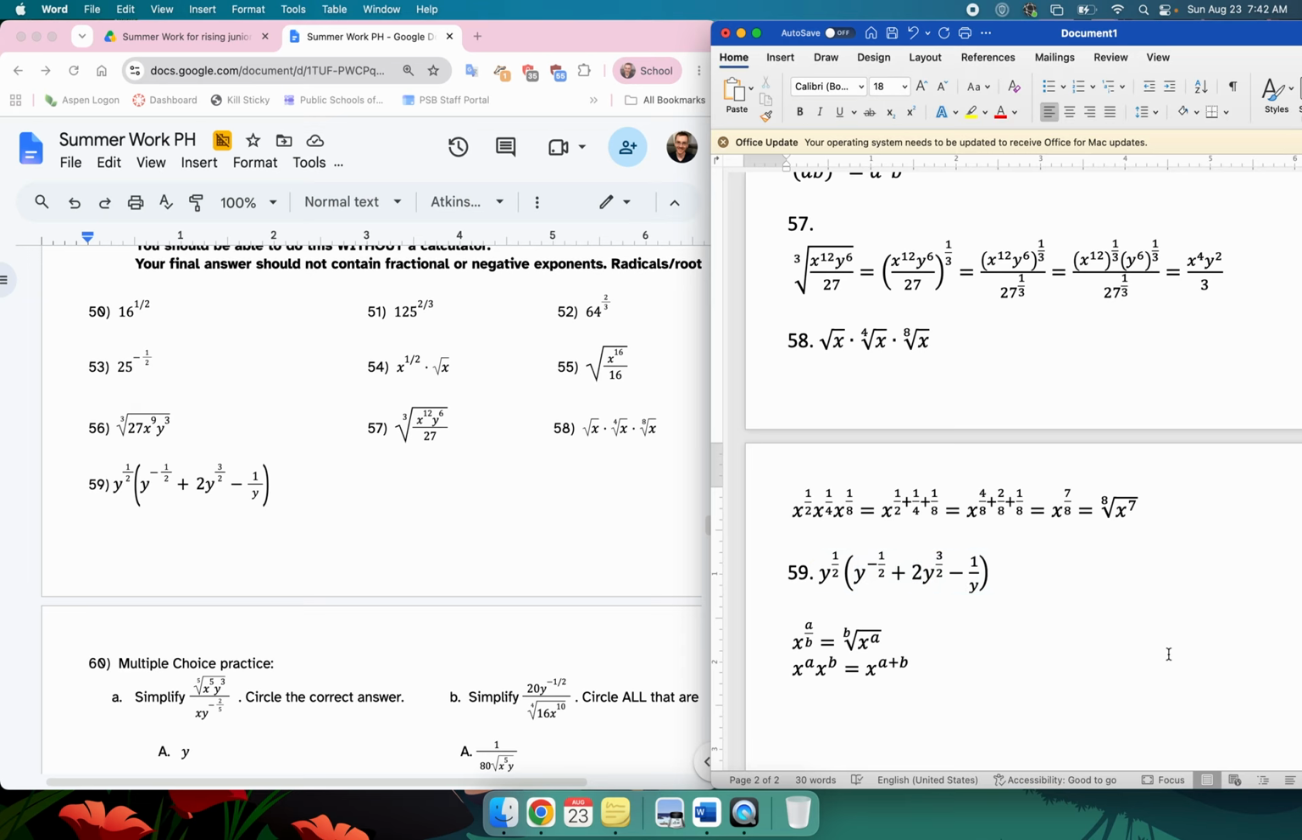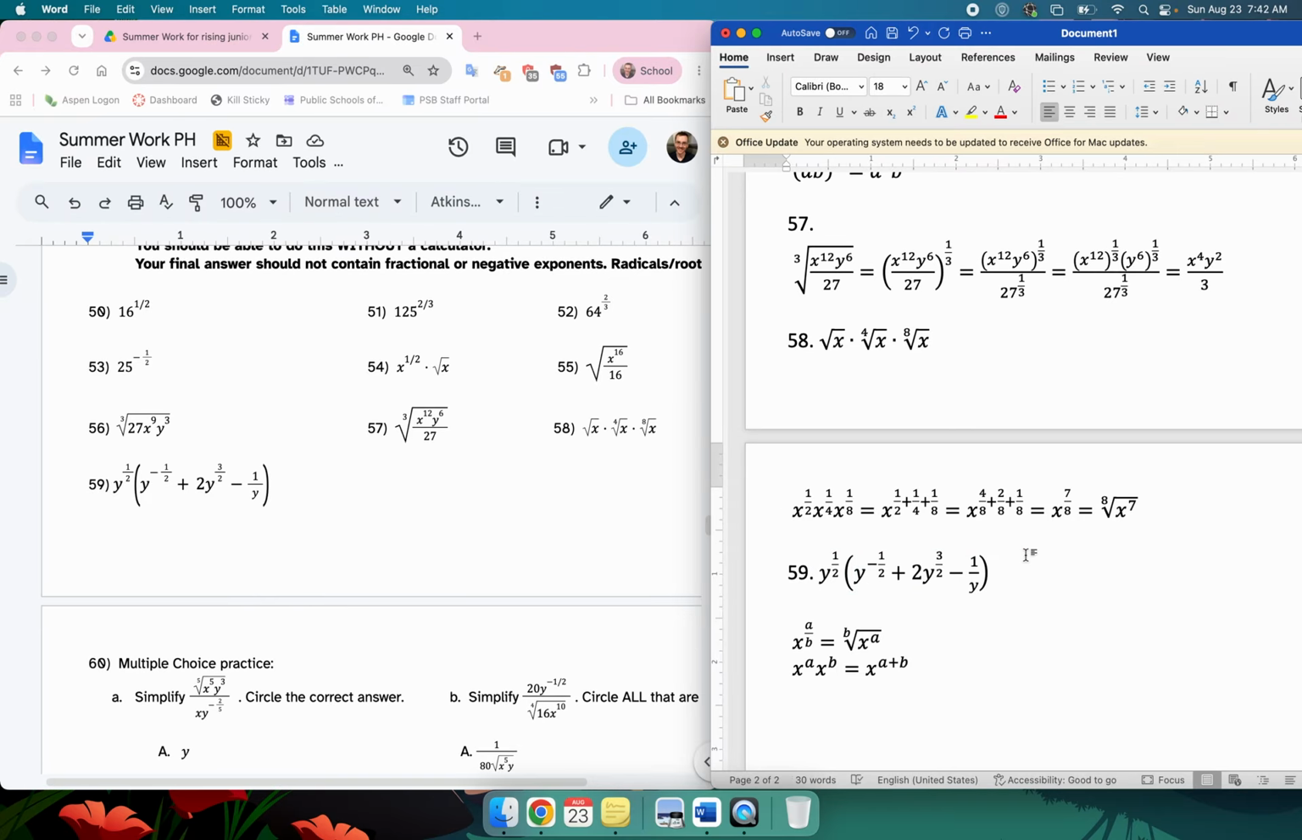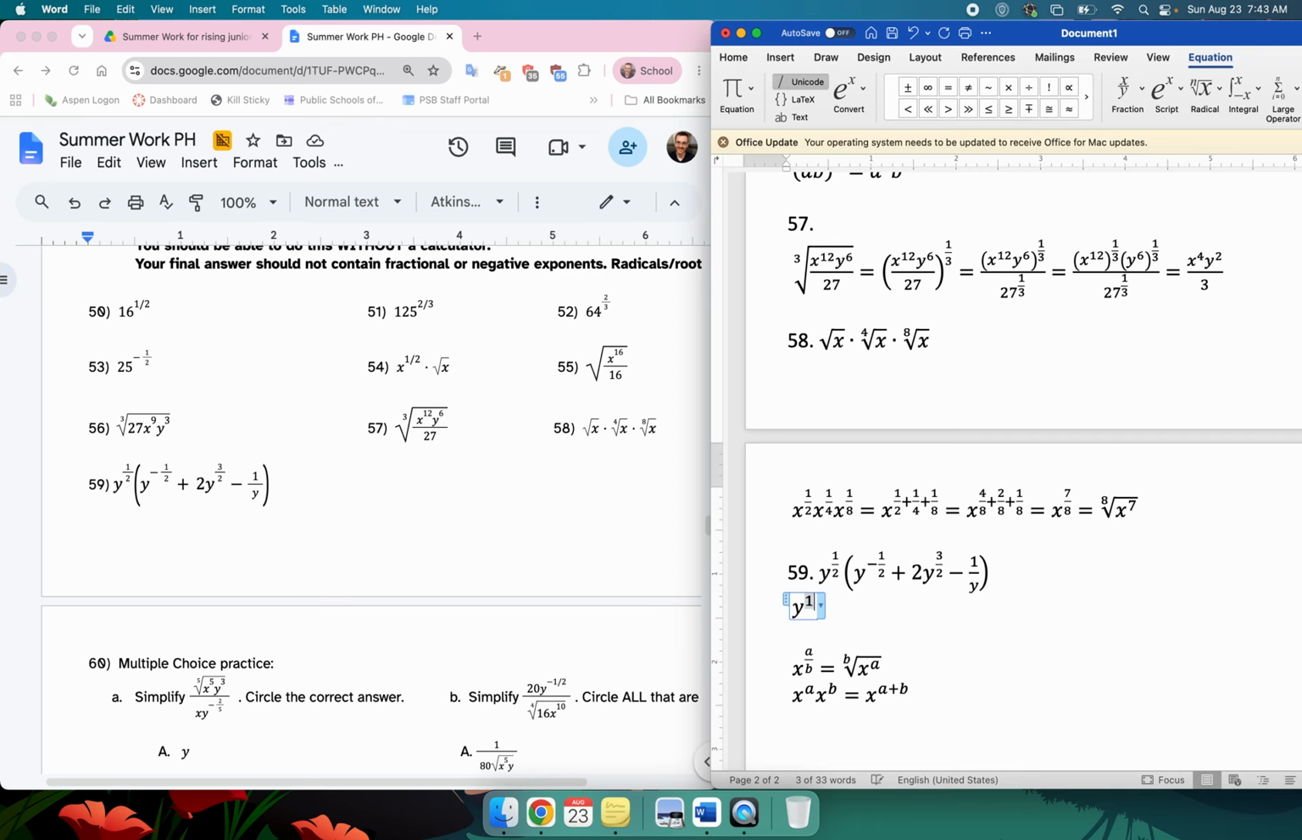So there's a few things going on. Big picture, what's happening is this y to the 1/2 needs to be distributed inside the parentheses. So it needs to be distributed to this term, and this term, and finally to that term. So I have y to the 1/2 times y to the negative 1/2 plus y to the 1/2 times 2y to the 3/2 minus y to the 1/2 times 1 over y.